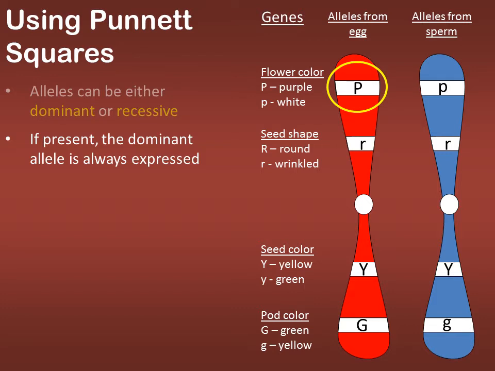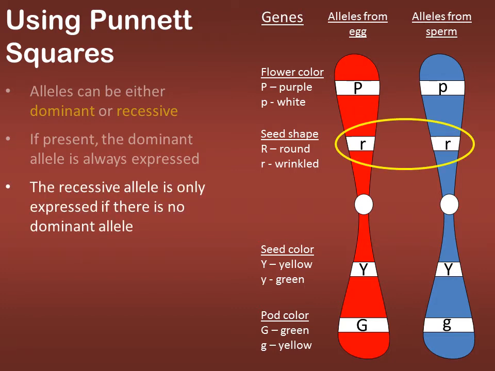Now, the idea behind a dominant recessive system is that if the dominant allele is present, that is the allele that will be expressed. So for instance, during transcription of gene expression, this allele will be the one that is chosen to transcribe the purple flower color. Now, a recessive allele is only expressed if there is no dominant allele present, and therefore there is no choice. For instance, in seed shape, in this example, we have only recessive alleles to choose from, and therefore the shape of the seeds will be wrinkled instead of round.